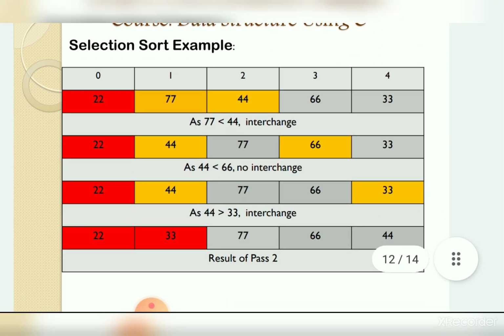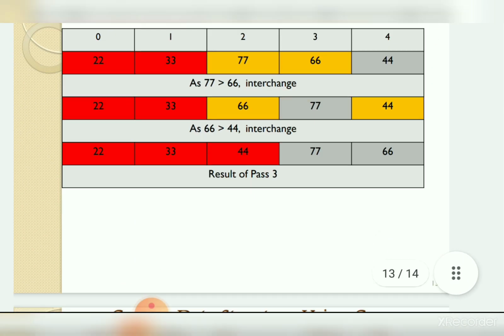After that, the elements we need to sort are at positions first, second, third, fourth. Take the first position, 77 compared with 44. It is greater, so we have to interchange them. So 44 and 77 get changed. 44 is now at the first position, so we have to compare it with all the other elements. 44 compared with 66, no change. 44 compared with 33, yes, there is a change, and 33 is replaced with 44. So as a result of pass 2, you will get two sorted elements, 22 and 33.